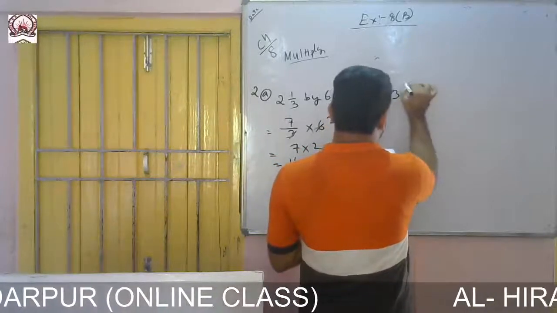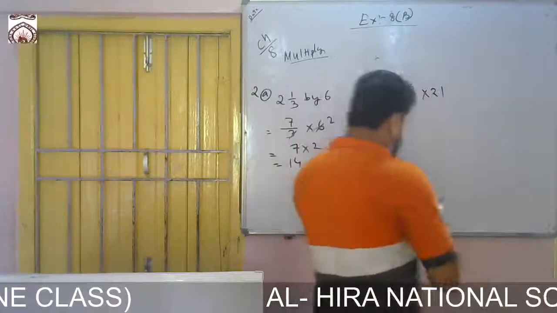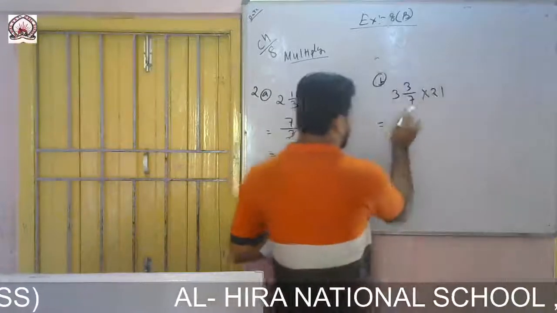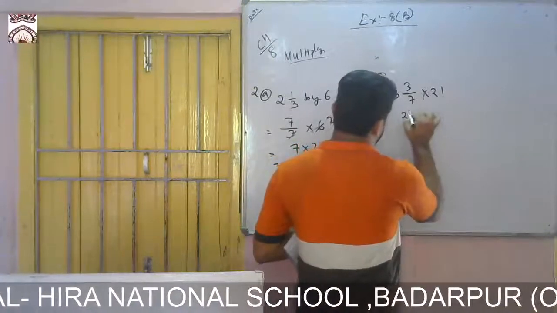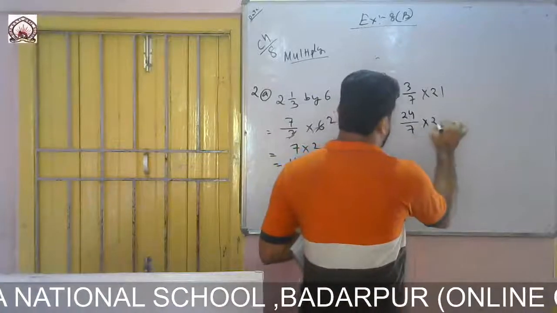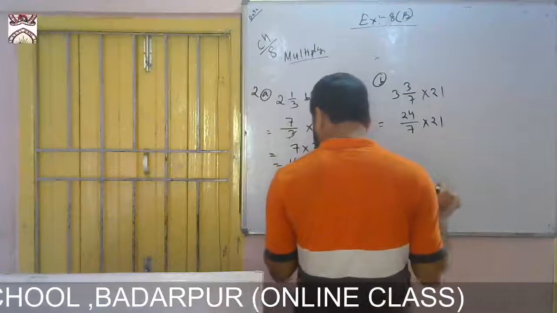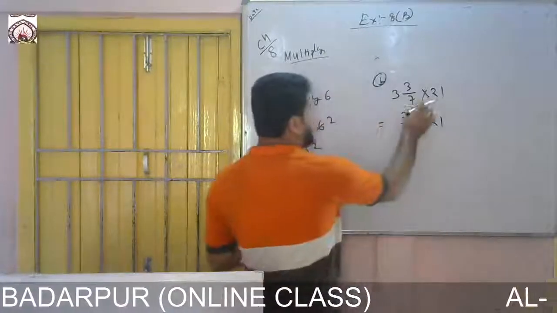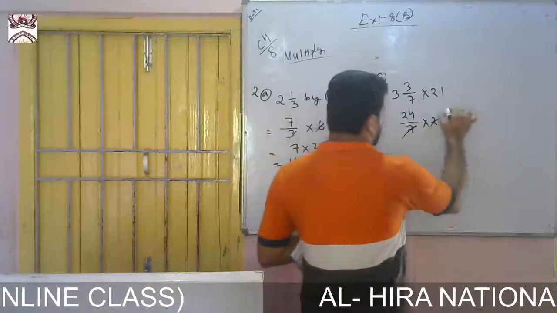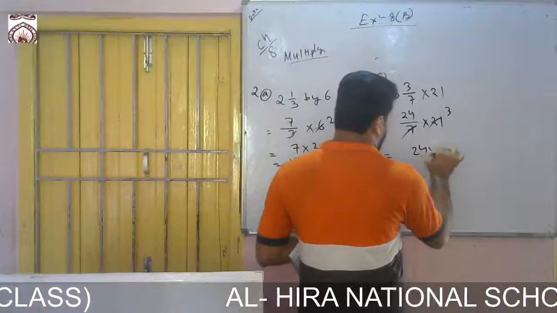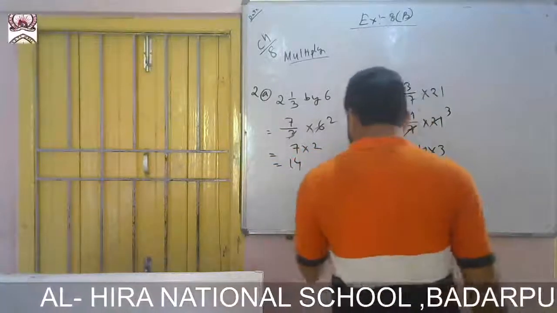Now come to B. 3 3 by 7 into 21. So first you break: 3 7s are 21, 22, 23, 24. 24 by 7 into 21. Okay. I am directly writing the answer instead of the fraction bar. You write the question. So now 7 3s are 21. Now you multiply 24 into 3. You will get 3 4s are 12, 2 3s are 6 and 1 7.